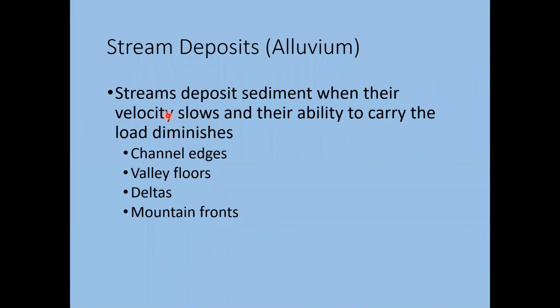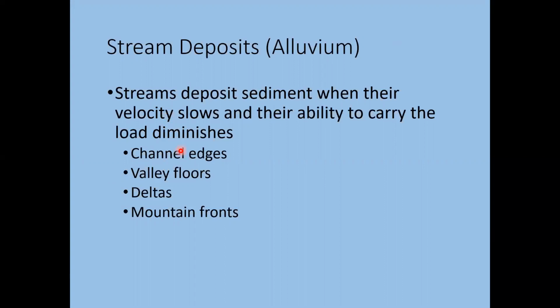Well, okay, what about stream deposits or alluvial deposits or alluvium? Streams will deposit sediment when the velocity of the stream is no longer capable of carrying that sediment. So the velocity decreases, its ability to carry material decreases, and the material settles out. Where might that happen?